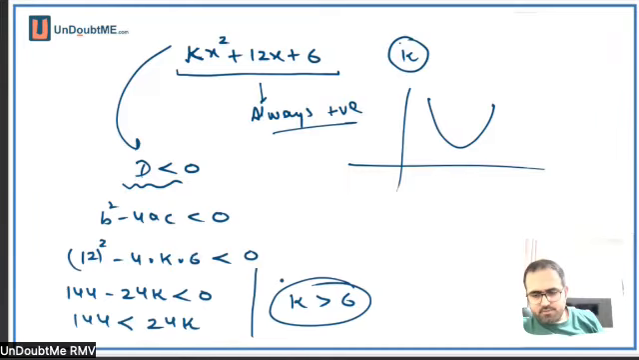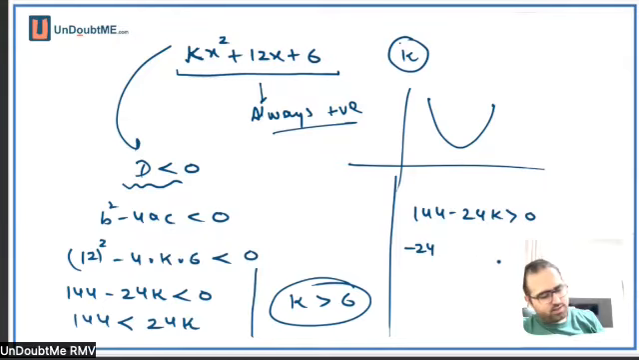No, suppose I still got the answer of K is greater than 6. Because you have made a mistake again in the steps. Yes, so which step, sir? 144 minus 24K greater than 0. Okay. After that, what did you do? I just minus 24K. Minus 24K is greater than minus 144. Yes, sir, I did that.